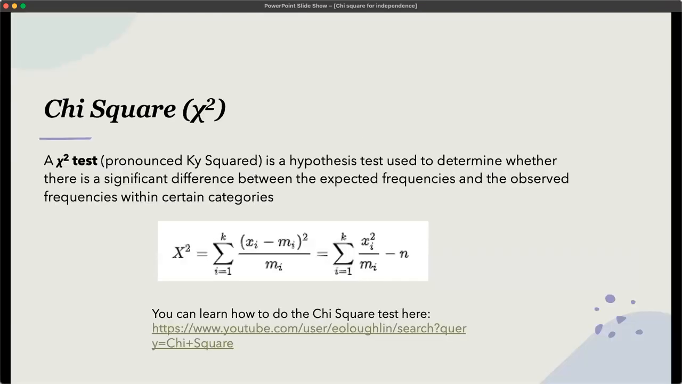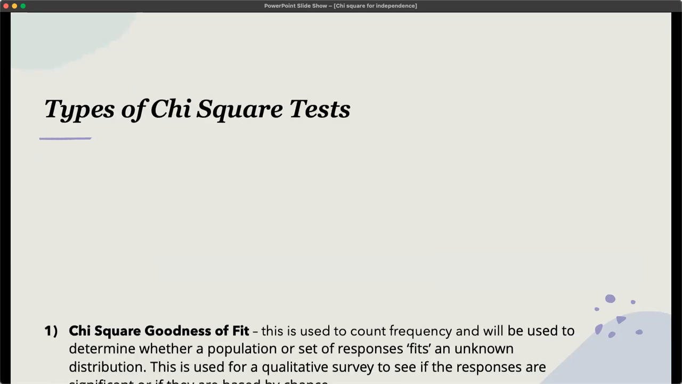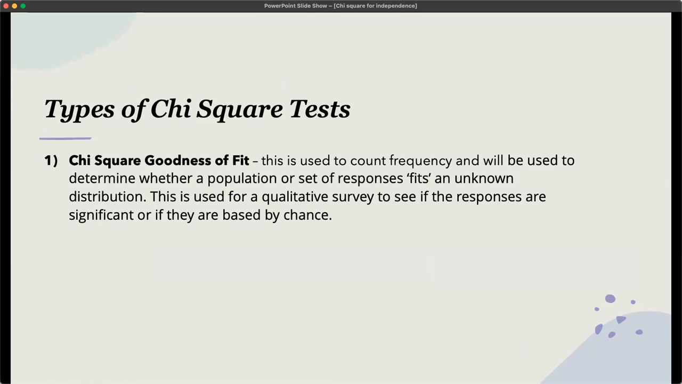Now, this is the chi-square formula. And a chi-square test is a hypothesis test used to determine whether there's a significant difference between an expected frequency and an observed frequency within certain categories. We can also use this test to determine if two variables are related or independent. So there are two types of chi-square tests. The first is the chi-square goodness of fit.